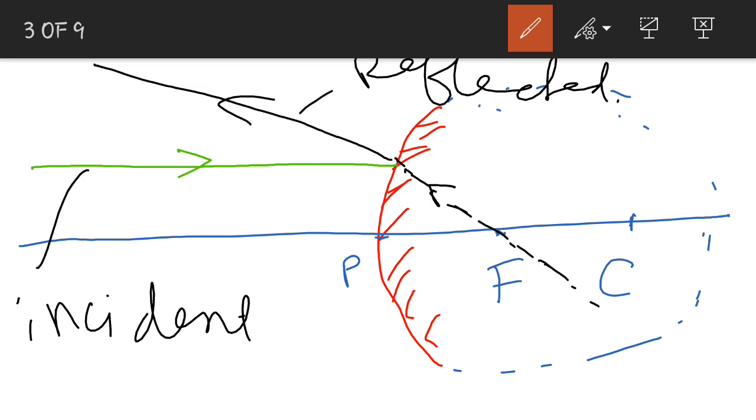Clear? Now we have to show that the angle of incidence and angle of reflection are equal. We have to show on this the angle of incidence and angle of reflection. Now coming back to our plane mirror, when we studied the plane mirror, at that time we took an incident ray on the plane mirror and the reflected ray, and we drew a perpendicular line which we call the normal.